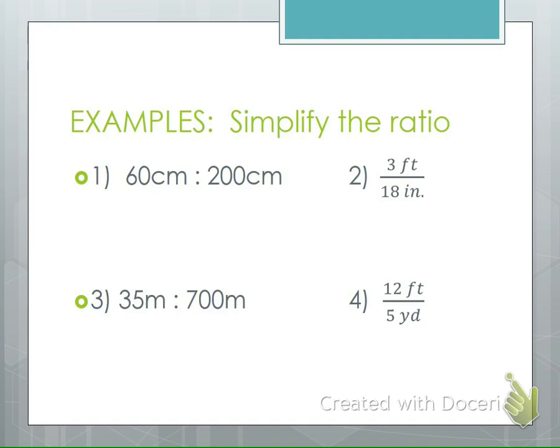Some of our ratios here are written with colons. When you rewrite them, if you would rather write them as a fraction, that's fine by me. I don't care. Just remember, whatever number came first better go on the top of your fraction. So we could rewrite this first one as 60 centimeters over 200 centimeters.